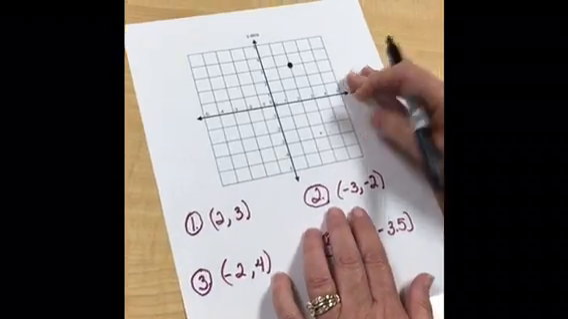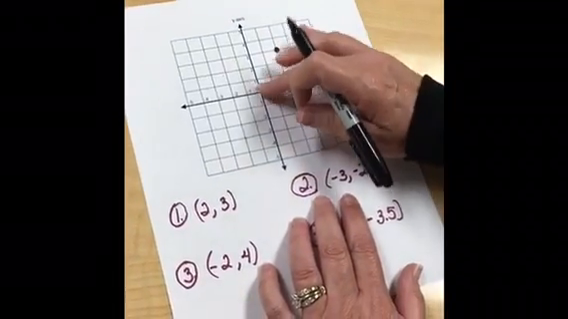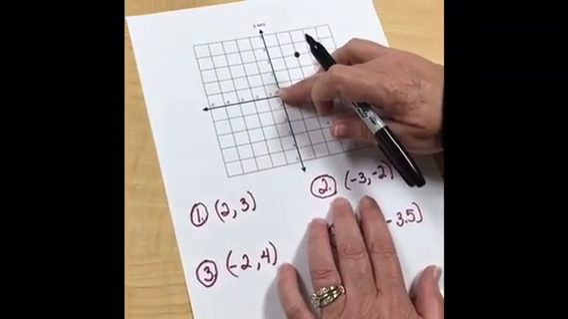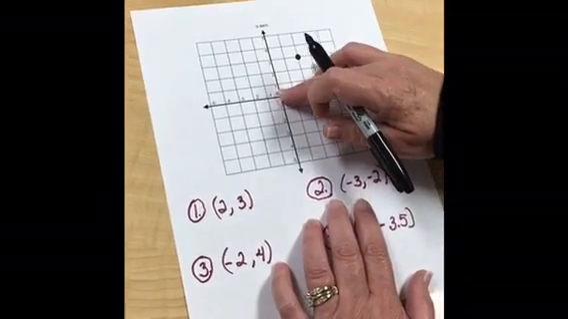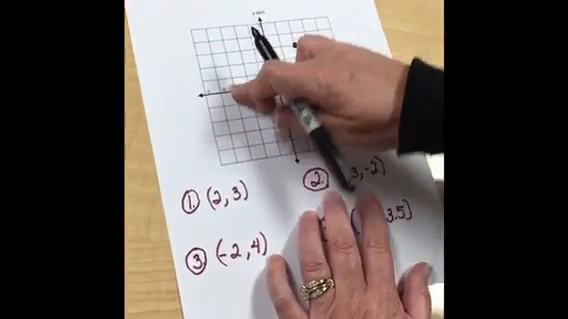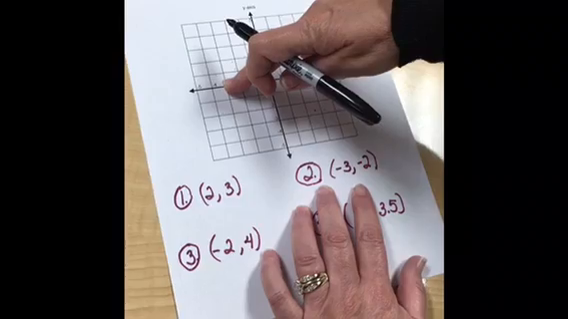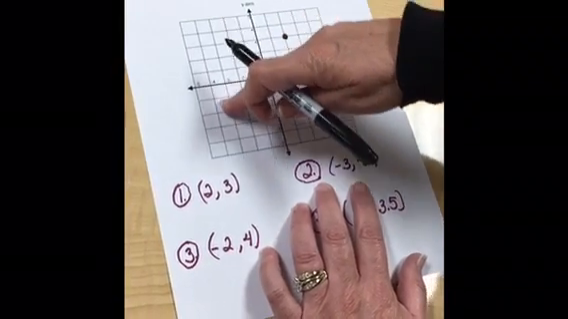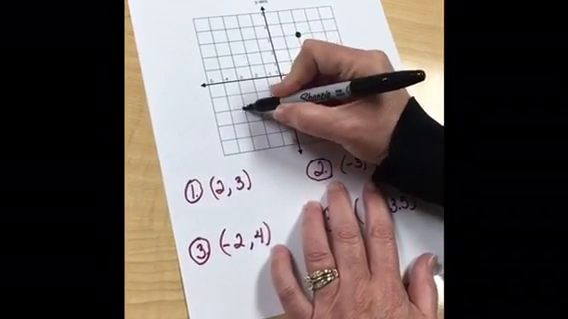On number 2, I have a negative number. I'm going to start at the point of origin. Then I'm going to run to a negative 3. Then I'm going to jump down to a negative 2. And my point is right here.